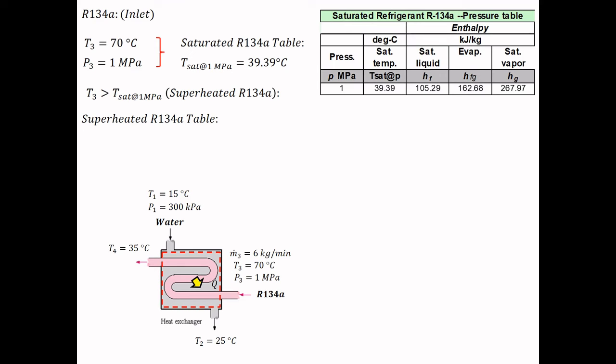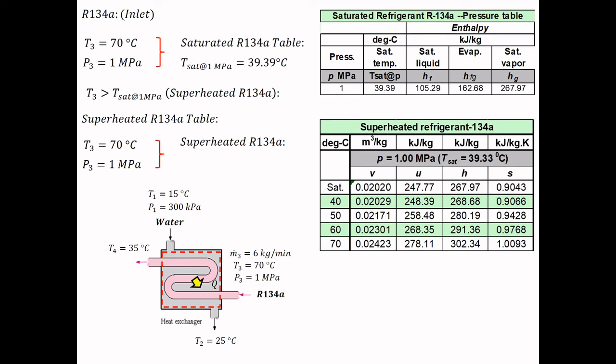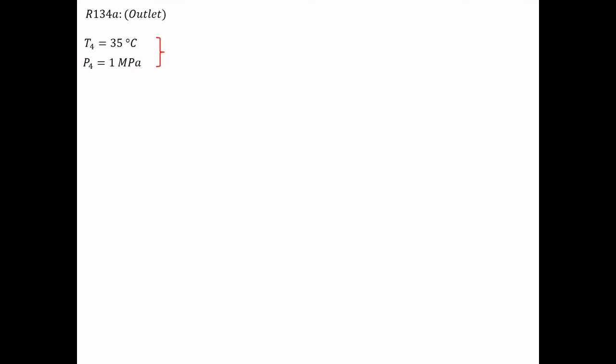Okay, so now refer to the superheated R134A table. Find the table for the pressure of 1 megapascal and find the temperature of 70 degrees Celsius. So we can obtain directly the value of H3, where H3 equals 302.34 kilojoule per kg when the temperature is 70 degrees Celsius. Okay, now the last value of enthalpy is H4.